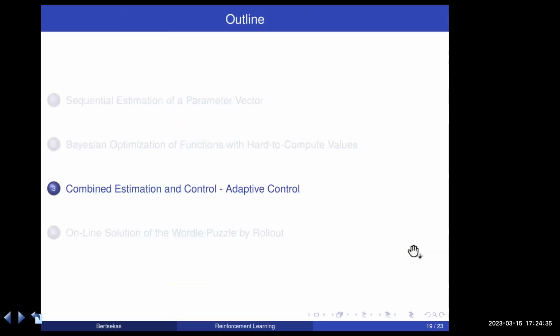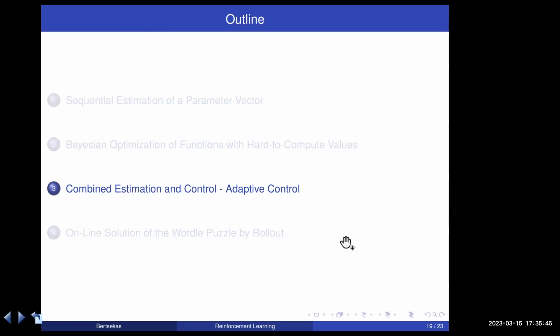Okay, so now I'm going to get into combined estimation and control and adaptive control, and then Siddhant and Amrita are going to talk about the word puzzle. Maybe we can take a break for like 5-10 minutes, and then we can do these two subtopics together. So we'll get back at 5:35.